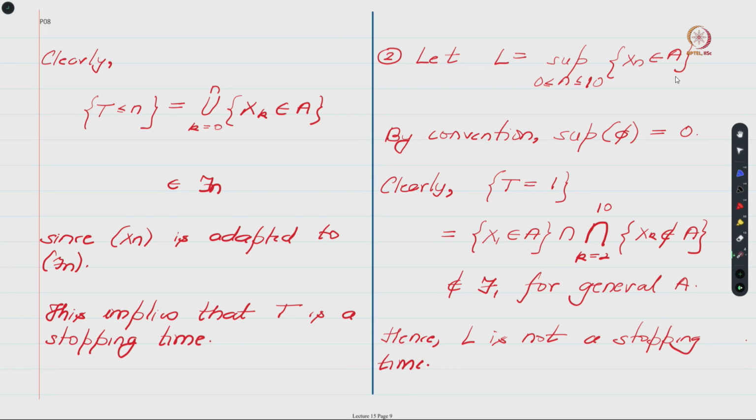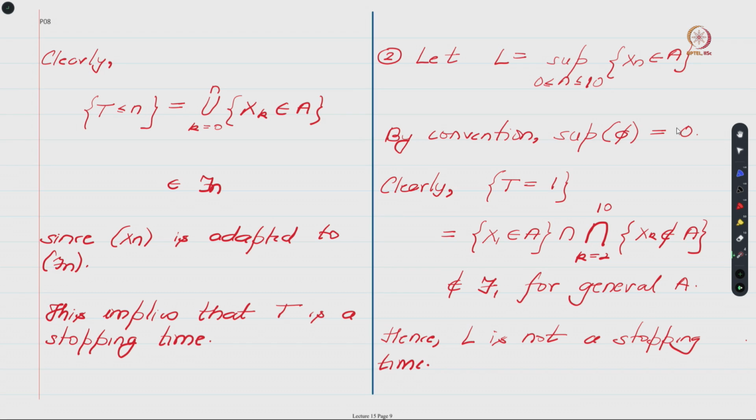That is what describes L, and again it is possible that this set could be empty, in that X_n was never in A, in which case we will use the convention that the supremum of an empty set is 0. This is the convention that we will use.